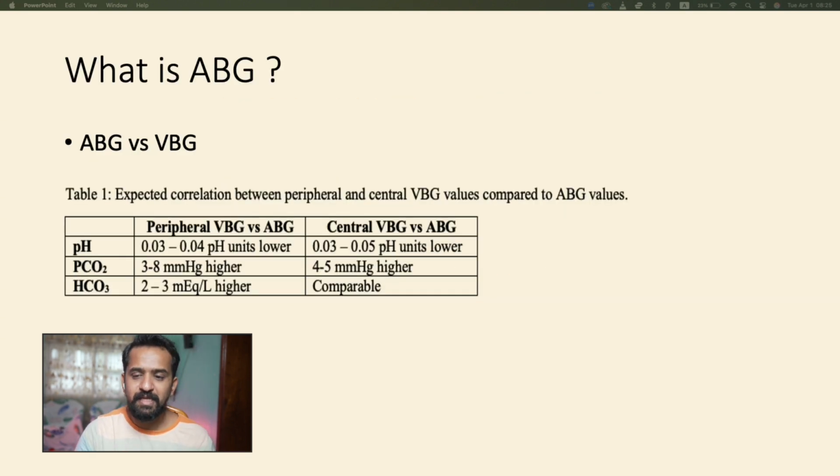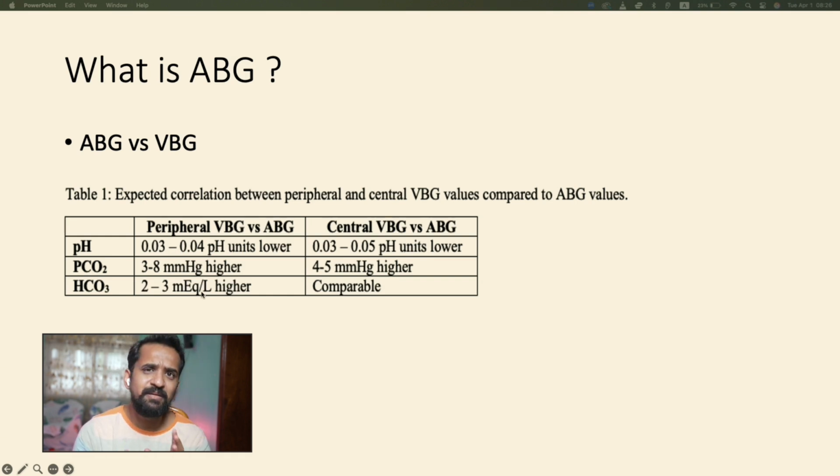So, first, what is ABG? ABG is arterial blood sample, and VBG is venous blood sample. Now, is there a big difference between them? Yes, there is. The difference comes about whether you took a peripheral sample or a central sample. But let's not confuse each other. Remember these two things: ABG is arterial sample, VBG is venous sample. We all know venous is deoxygenated blood, so it is more acidic. It has more carbon dioxide rather than oxygen. That we know.